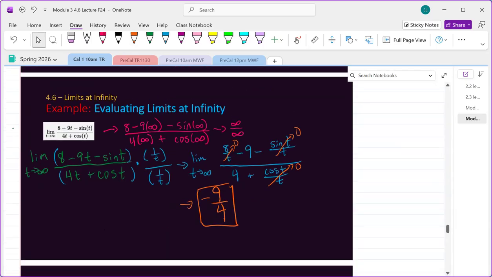So questions on that one? Still a similar strategy, but we had those trig functions and they're making it a little weird.